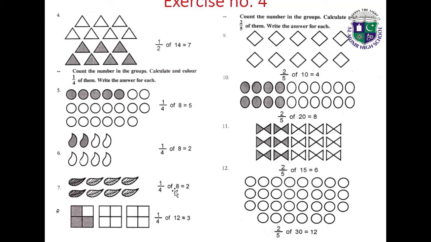One by four of 8. Four twos are 8, two ones are 2, so 2 is your answer.